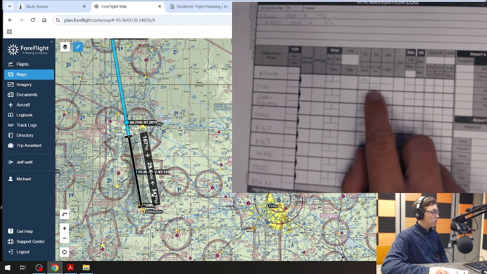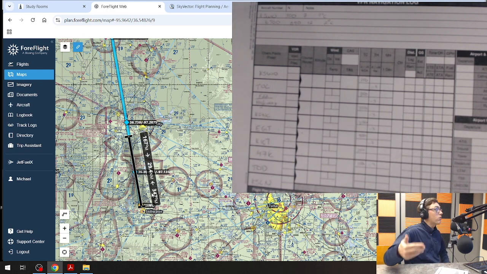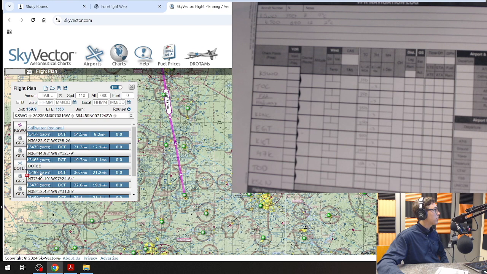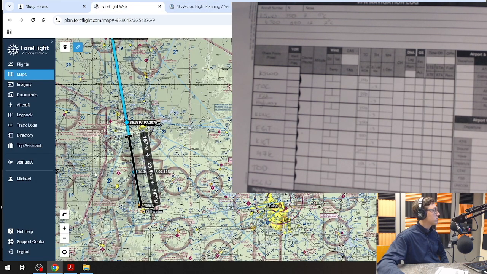Then you're going to use your -3 for the variation. And now that rule will apply in this scenario. So ForeFlight gives you magnetic if you use SkyVector. And let's click on the nav log over here. You can notice on the left-hand side of your screen, 350 true, 347 magnetic. So just like ForeFlight, however, they present it differently.